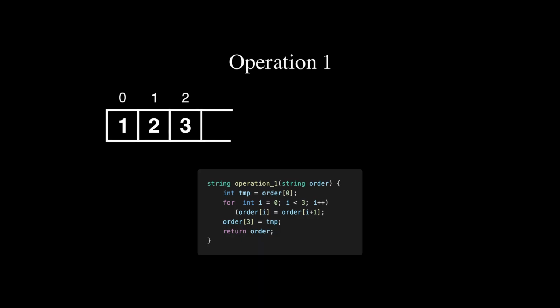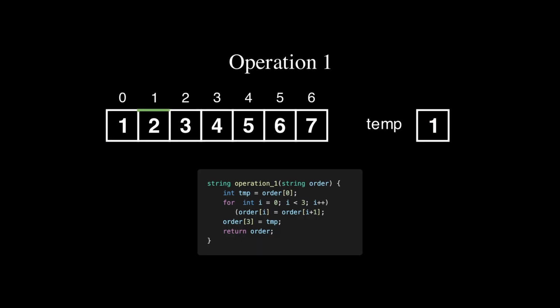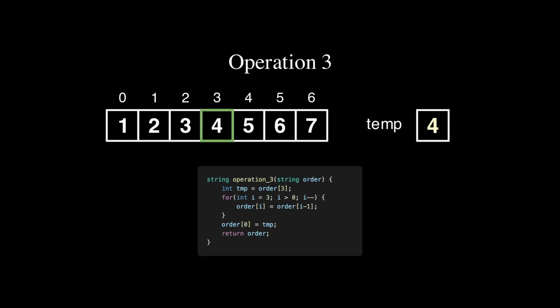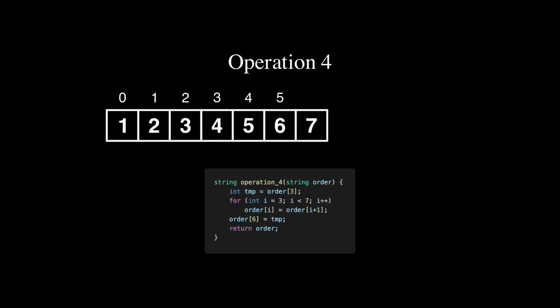We can represent the order of shirts labelled 1 to 7 as an array. As specified in the question, the only operations we can use to modify this array are: 1. Move the first element to the middle, shifting the remaining first 3 elements to the left. 2. Move the last element to the middle, shifting the remaining last 3 elements to the right. 3. Move the middle element to the start, shifting the first 3 elements to the right. 4. Move the middle element to the end, shifting the last 3 elements to the left.